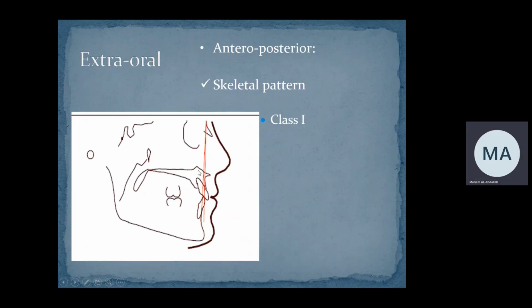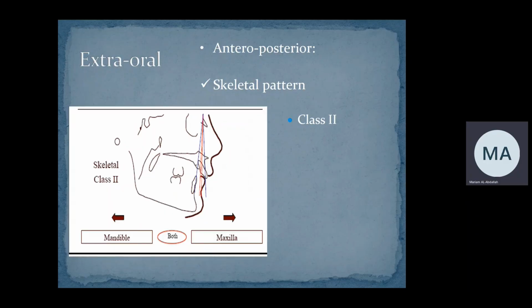Like here, the maxilla is positioned a little bit ahead relative to the mandible. And when we talk about the maxilla, we're talking about the deepest concavity of the anterior surface of the maxilla. This is our reference line or point. Okay, it's called A point. In comparison to the deepest concavity of the anterior surface of the mandible, this is the B point. So A point should be ahead of B point 2 to 3 millimeters to call this class 1 skeletal pattern in the anterior-posterior dimension.